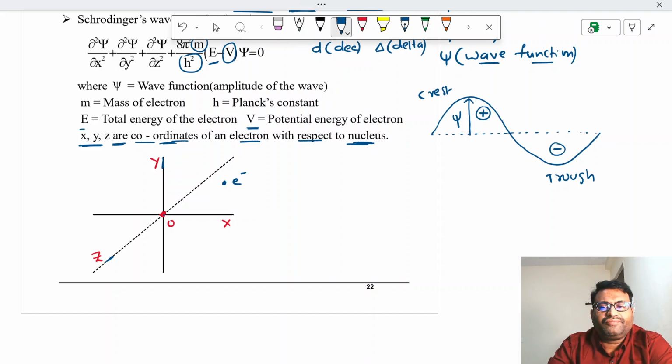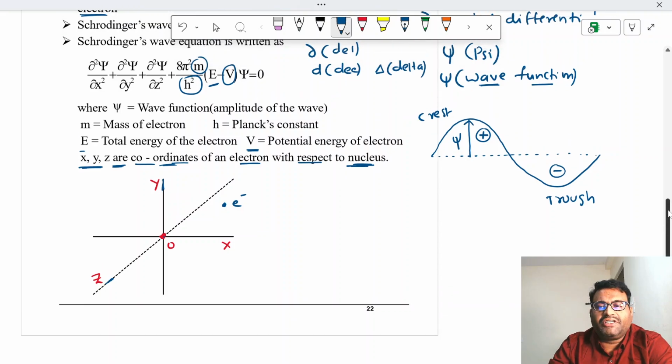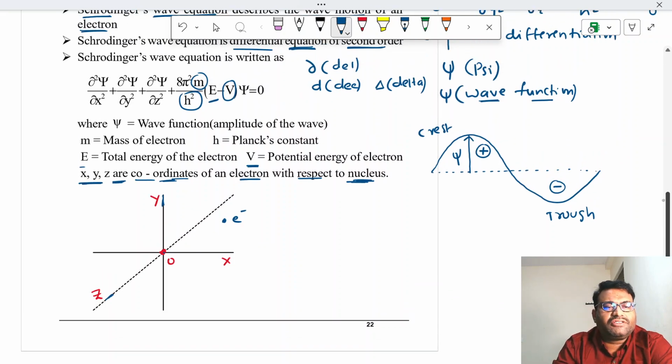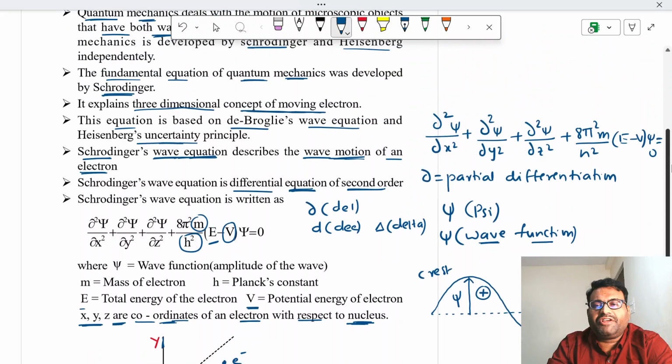Psi. One way of representing the Schrodinger wave equation is del square psi by del x square plus del square psi by del y square plus del square psi by del z square plus 8 pi square m by h square into E minus V psi is equal to 0. That is the Schrodinger wave equation.